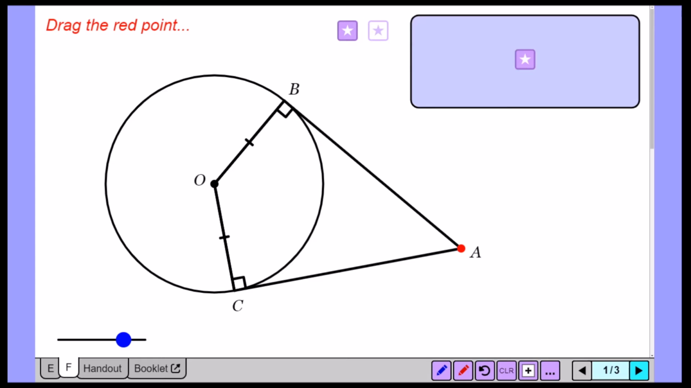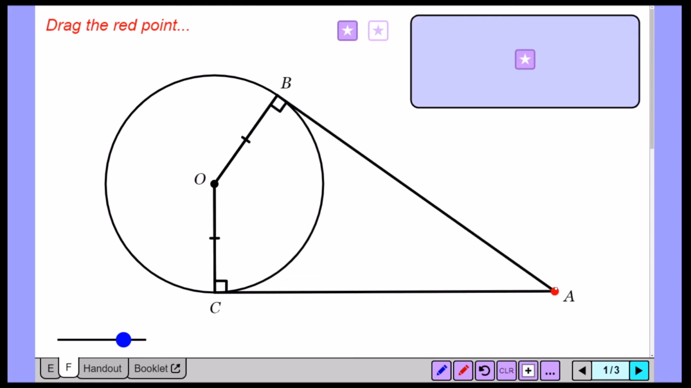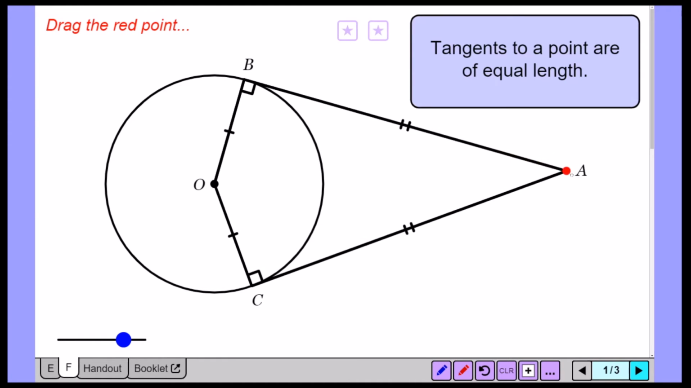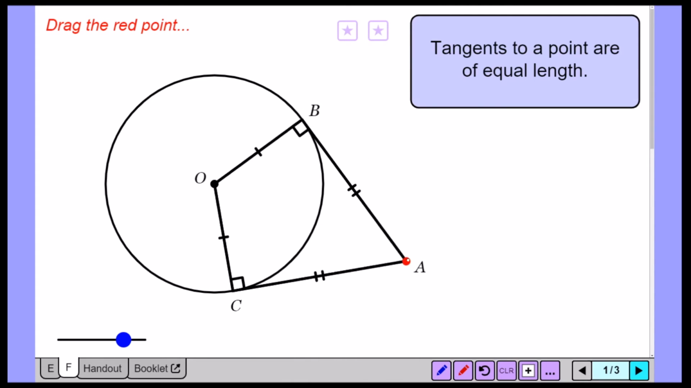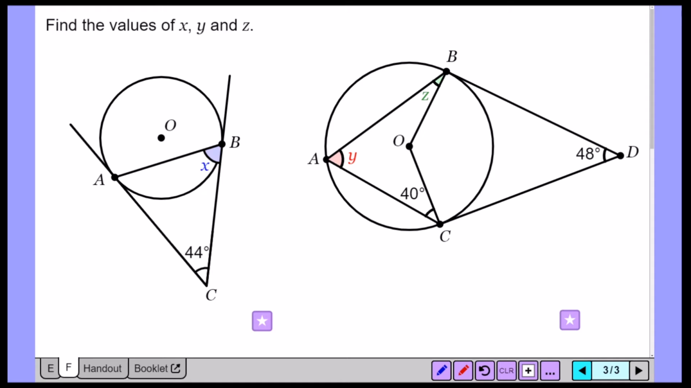As with before, I can move point A and hopefully we can spot something about the lines that we're given. What we should notice is that tangents to a point are always of equal length. Again, this remains true regardless of where I move this point to. Let's have a look at how we can use this to help us find some missing angles.